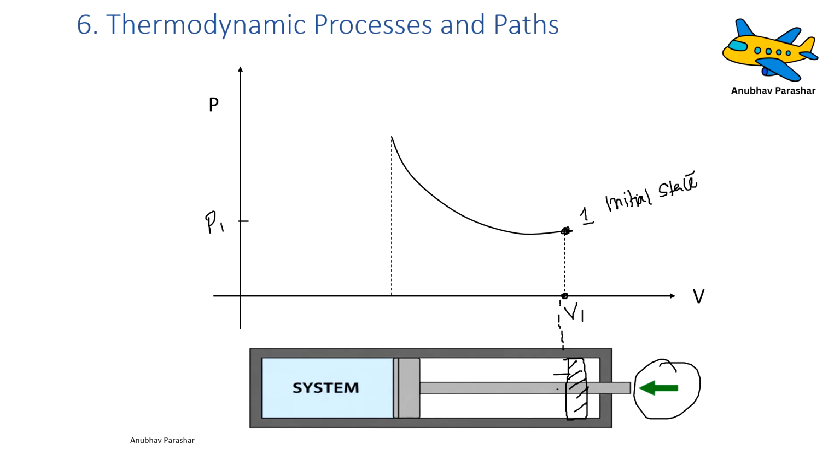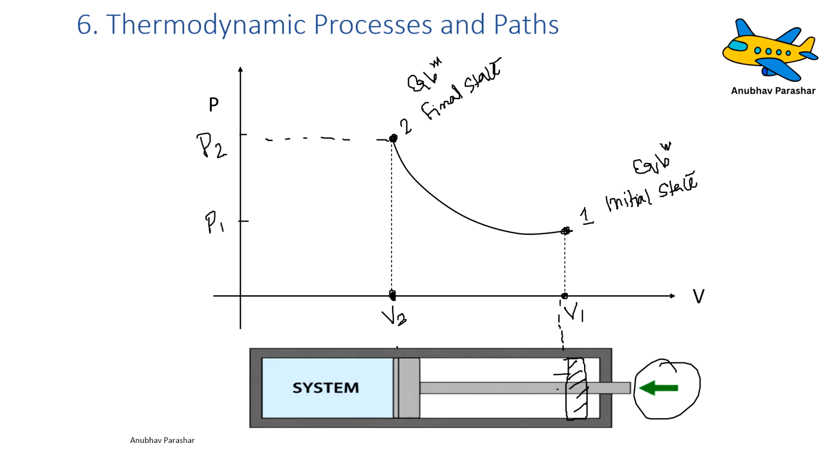Then we apply some force, and the piston moves from this position to this position, from 1 to 2. So the volume decreases to V2, and as the volume decreases, the pressure increases to P2, right? And the system moves from the initial state to the final state. So this was the initial equilibrium state, and this is the final equilibrium state. The system moved from the initial equilibrium state 1 to the final equilibrium state 2.